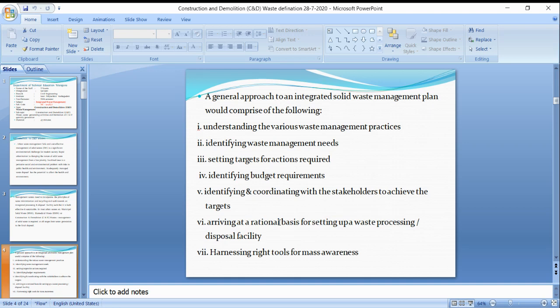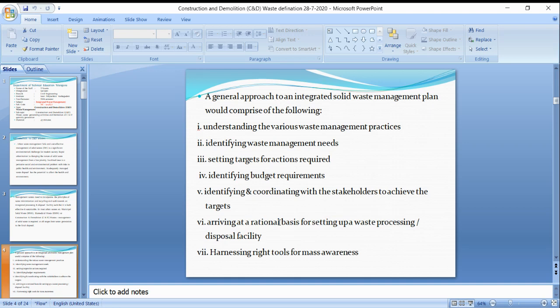So if they want this much amount of waste, it means the target has to be satisfied by the integrated waste management. So what will integrated waste management do? Identify the budget requirements also: how much budget was allotted to this waste. They also have to see which type of method, or which type of requirement, is required for the management of the waste. They have to see the targets also.